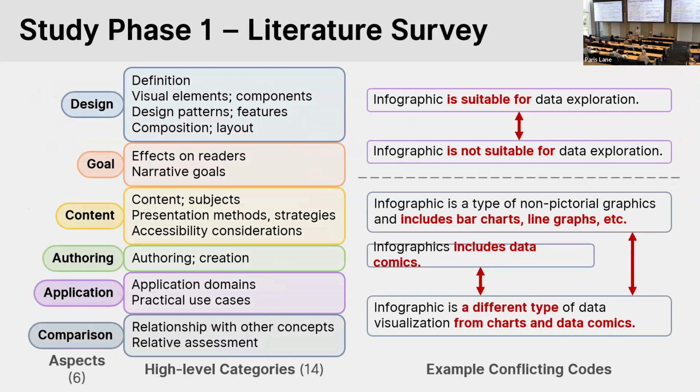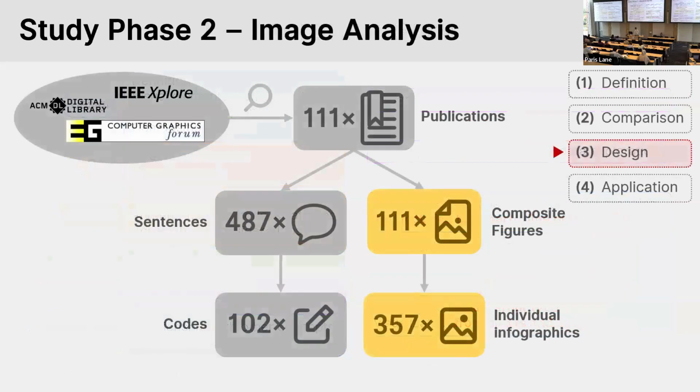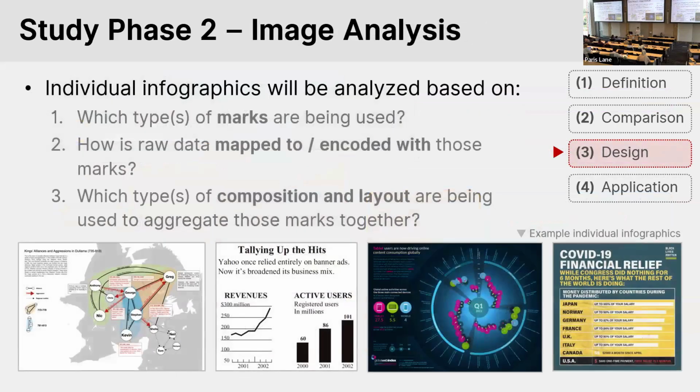Among these, we noticed that there are some codes that are actually conflicting with each other, which highlights potential disagreements between them that we want to investigate further. In the second phase, we will conduct an image analysis on all the figures that we retrieved from the first phase. This targets research question number 3. After splitting up all the composite figures and filtering out low-quality samples, we end up with 357 individual infographics in total. They will be analyzed based on their usage of marks, encodings, compositions, and layouts. Some examples are shown here.